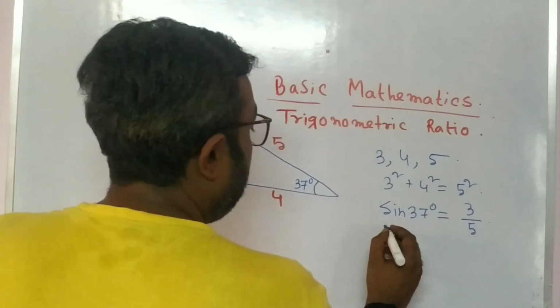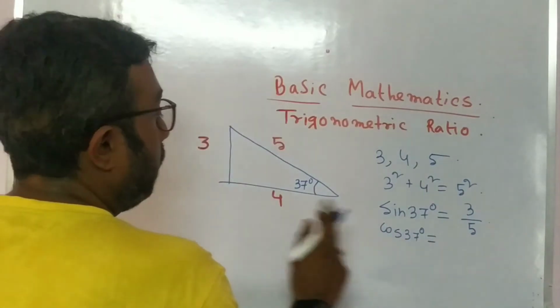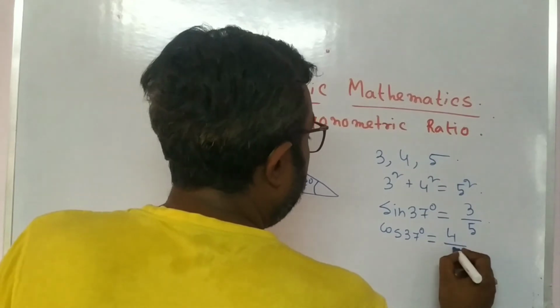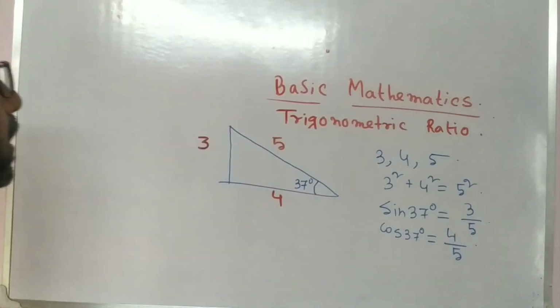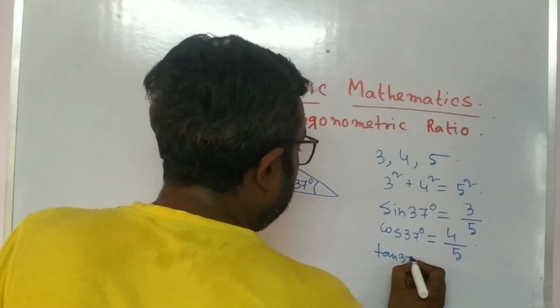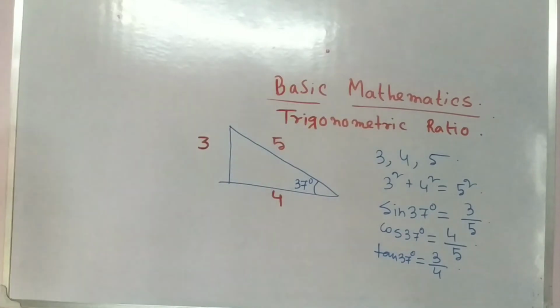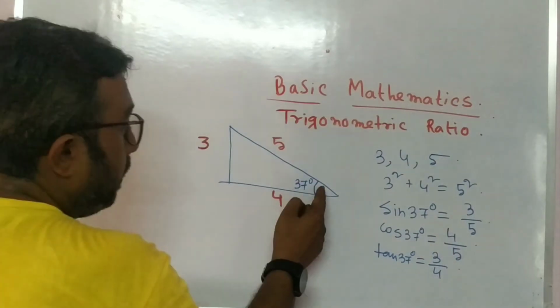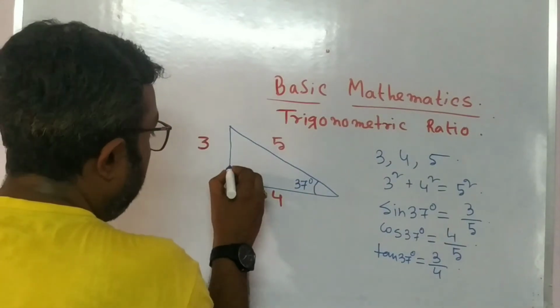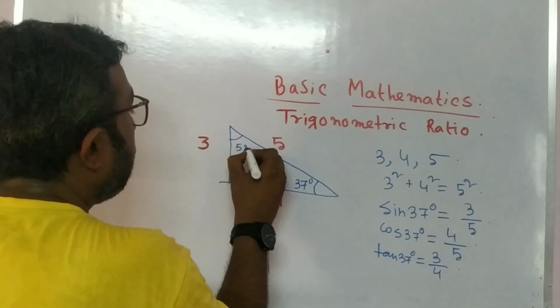Cos 37 degree, that is 4 by 5, that means base by hypotenuse. And tan 37 degree means perpendicular by base, so 3 by 4. This 37 degree angle is very important for physics numericals. If this is 37 degree and this is 90 degree, this angle must be 53 degree.